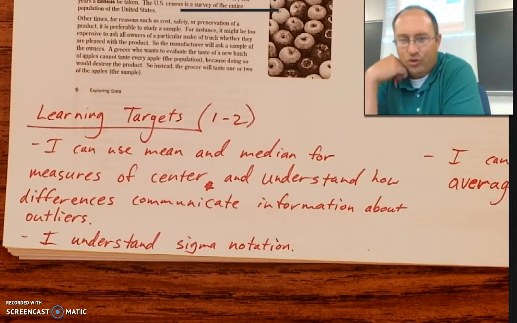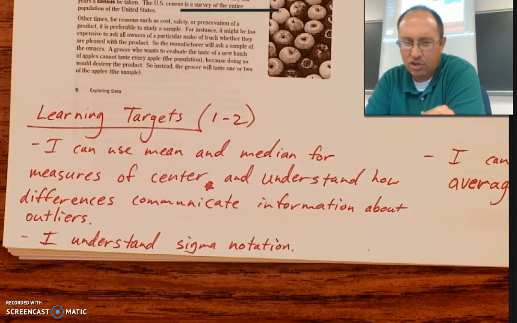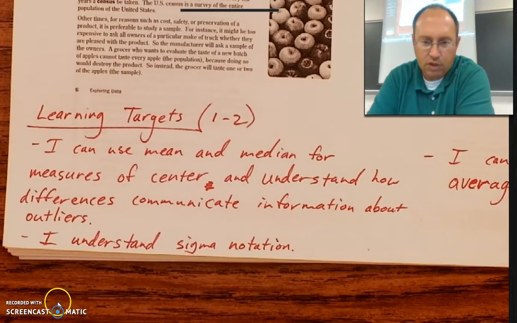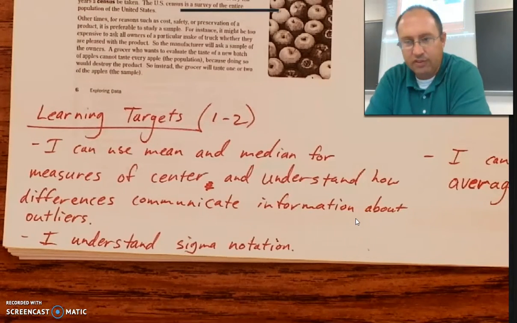Right, lesson 1-2. These are the learning targets. These are the things you really need to pay attention to, the main ideas of this particular section. I can use the mean and median for measures of center. And I can understand how differences communicate information about outliers. Now we'll get to what outliers are and that sort of stuff.